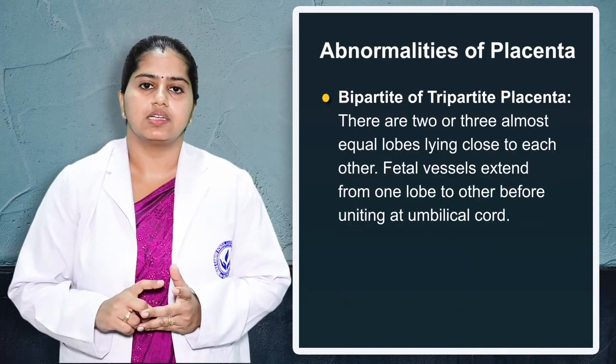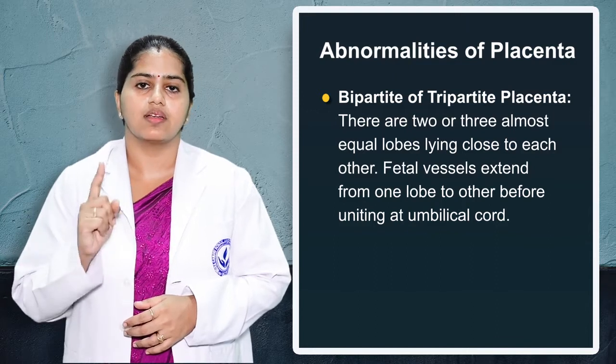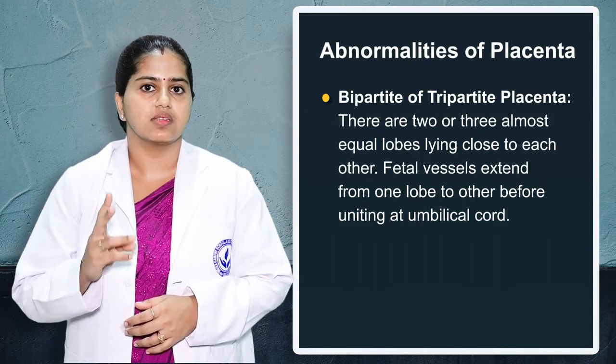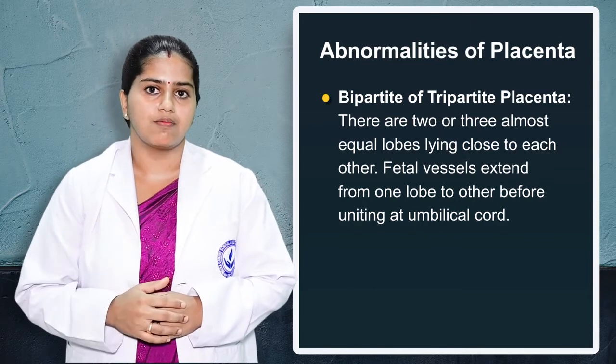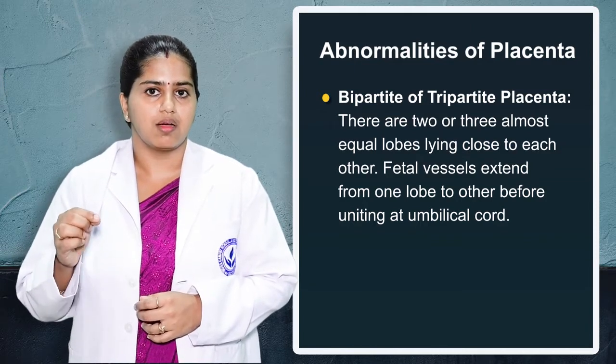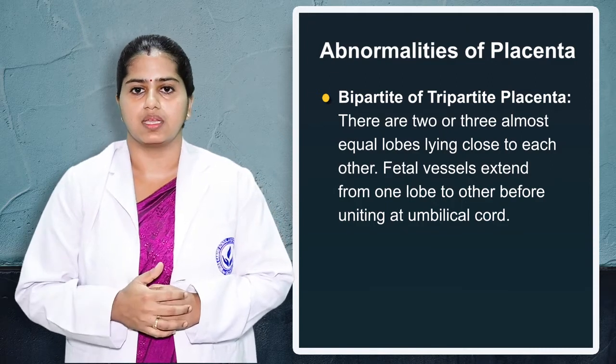Then next one is bipartite or tripartite placenta. Bi or tri means two or three divisions of the placenta, that is equal parts of placenta that will be connected by umbilical vessels and the membranes.